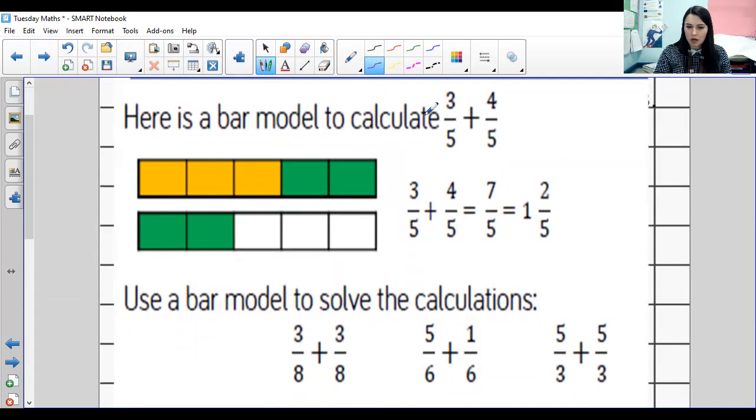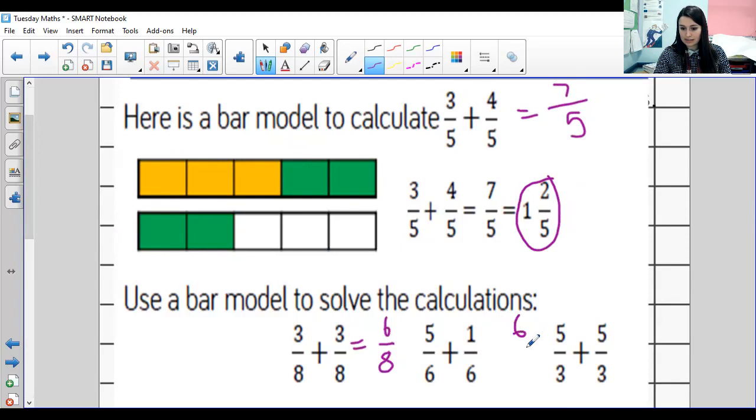Okay, so we've got a bar model showing us 3/5 add 4/5. So if I'm counting my fifths all together, 1, 2, 3, 4, 5, 6, 7 fifths. And they have then converted that into a mixed number, which you can do or you do not need to. The answers down here should be 6/8. You only add the numerators. 6/6, or you could have written 1 whole. And 10/3, or you could have written 3 1/3.